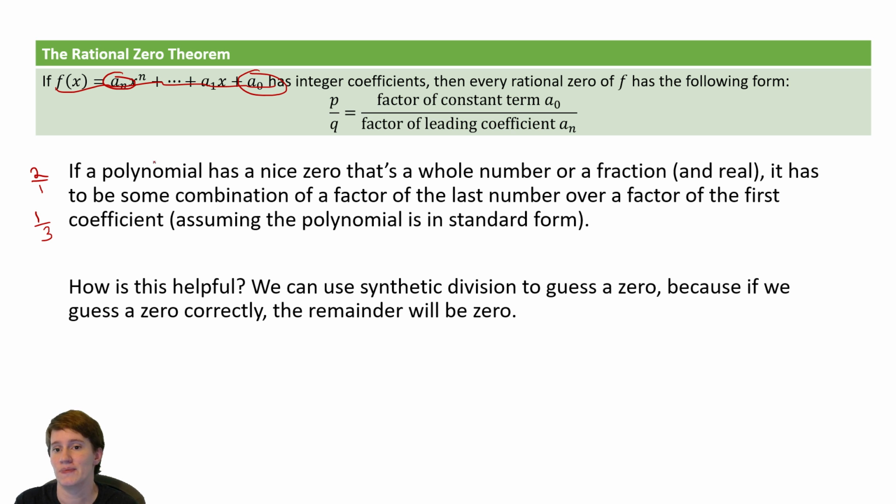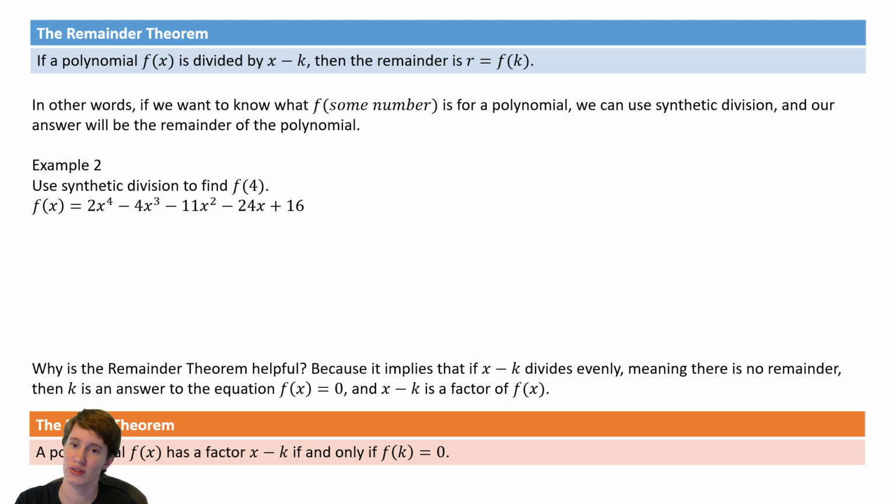So in other words, if a polynomial has a nice zero that's a whole number or a fraction, and it's also real, it has to be some combination of a factor of the last number over a factor of the first coefficient, assuming that the polynomial is in standard form. So how is this helpful? We're going to use synthetic division to help us guess a zero when we can't factor, and then hope that we can factor the result. So before we do that, let's look at 2 more theorems that help us with this.